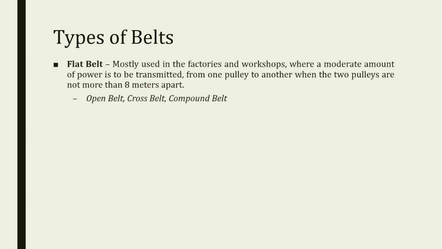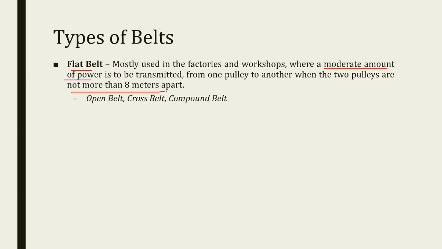Now you need to understand what the different types of belts available in the market are. The first type of belt is the flat belt. The flat belt, you know, has a flat cross section and is mostly used in factories and workshops where a moderate amount of power has to be transmitted from one pulley to another when the two pulleys are not more than 8 meters apart. This is very important for you to remember. A flat belt is used to transmit a moderate amount of power from one pulley to another when the two pulleys are not more than 8 meters apart.